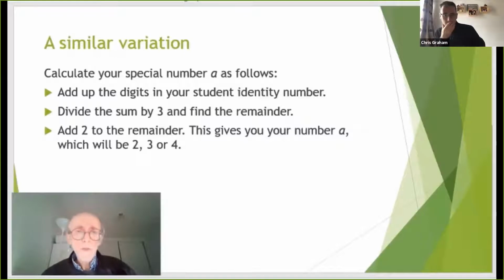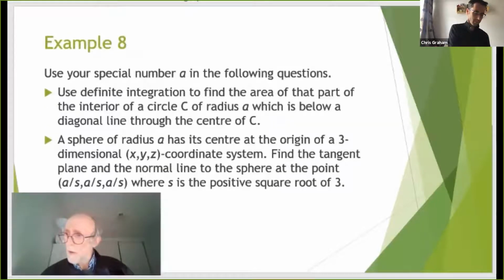A similar variation was given to the calculus students, where I wanted them to use a number which was to be 2, 3, or 4. They had to add up the digits in their ID number, divide the sum by 3, find the remainder, and add 2. Then they had to use this to answer a question about a circle and a question about a sphere, both having radius A.